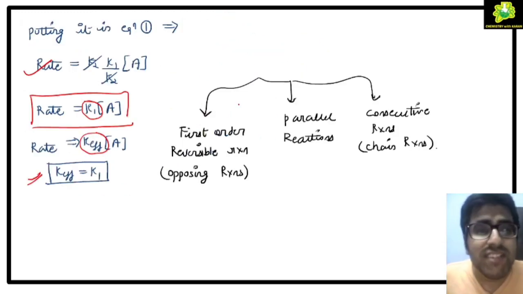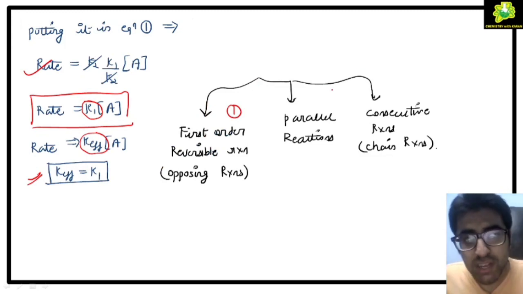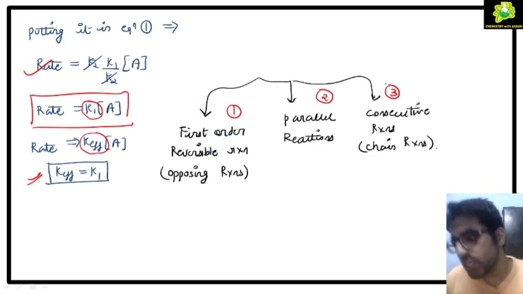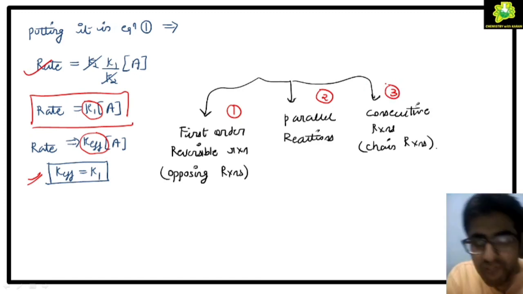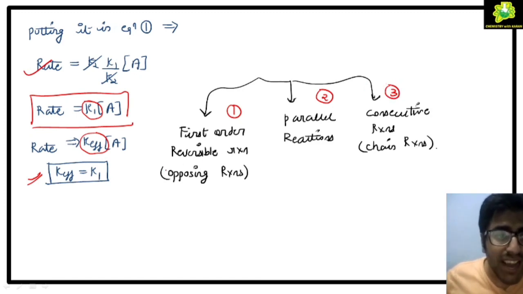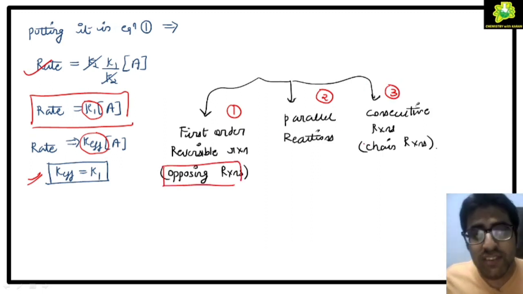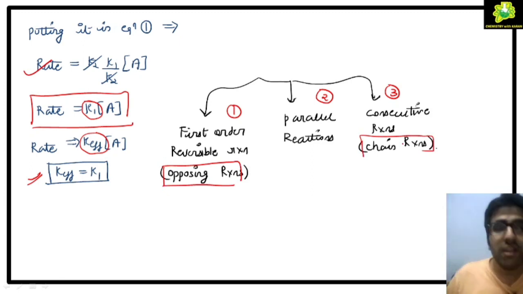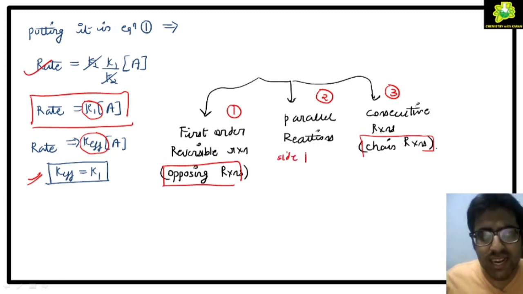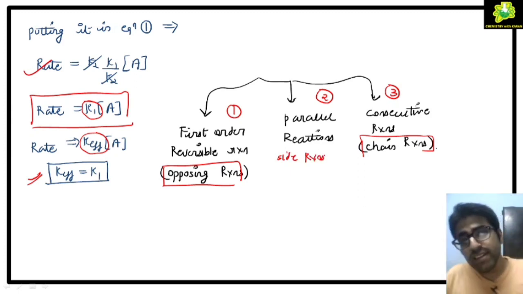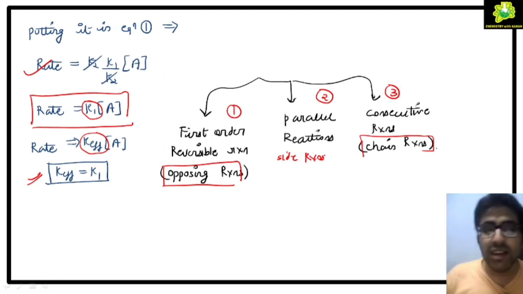Now we have to deal with three types of reactions: first is first order reversible reactions, second is parallel reactions, and third is consecutive reactions. Very important point: reversible reactions are also known as opposing reactions, whereas consecutive reactions are also known as chain reactions or sequential reactions, and parallel reactions are also known as side reactions. Now the derivations are not of use for you because you just need to remember the formula. So I will just be writing the formulas for you.